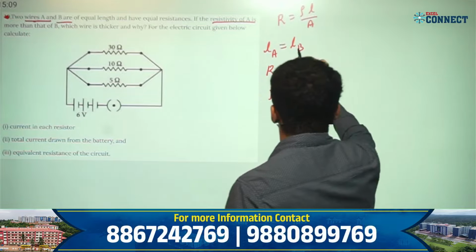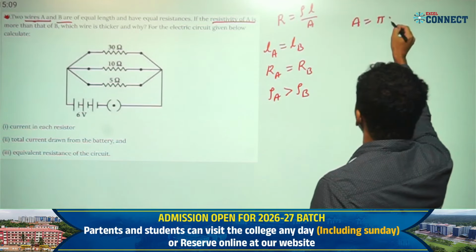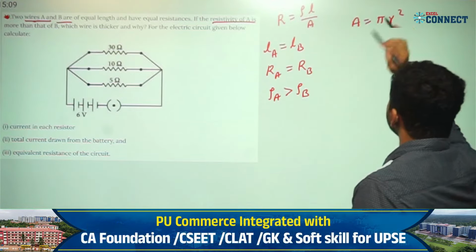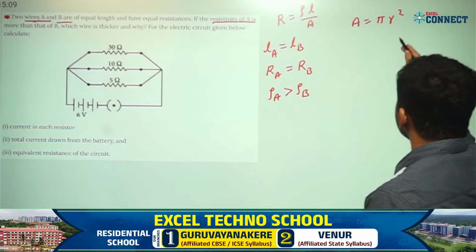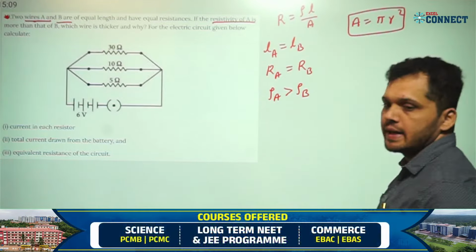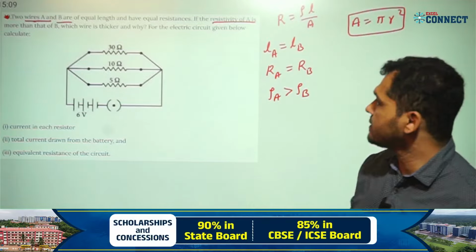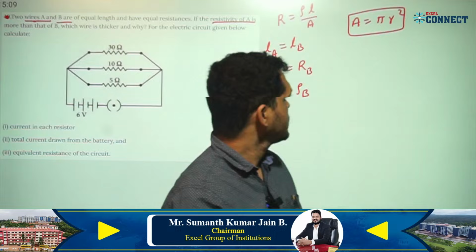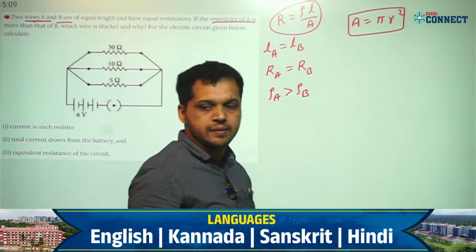How to represent area? Here area is equivalent to pi r square. R is the radius. R is proportional to diameter, or R is equal to diameter by 2. Now if the area of cross section is more, then we can say it is thicker. If the area of cross section is less, the wire is thin. Now using this resistivity formula, I will modify this.